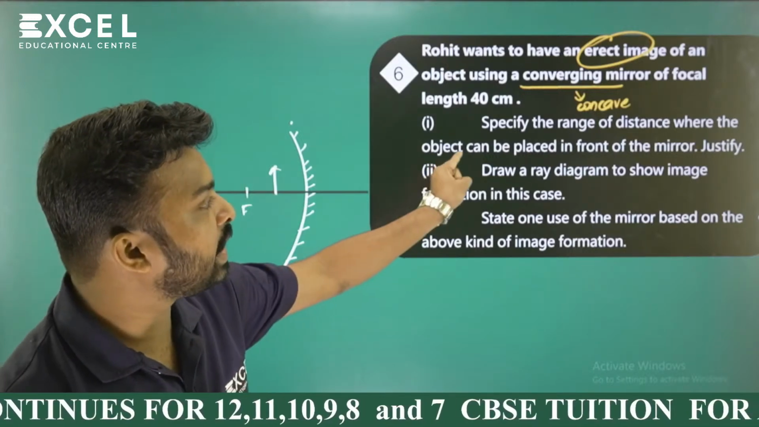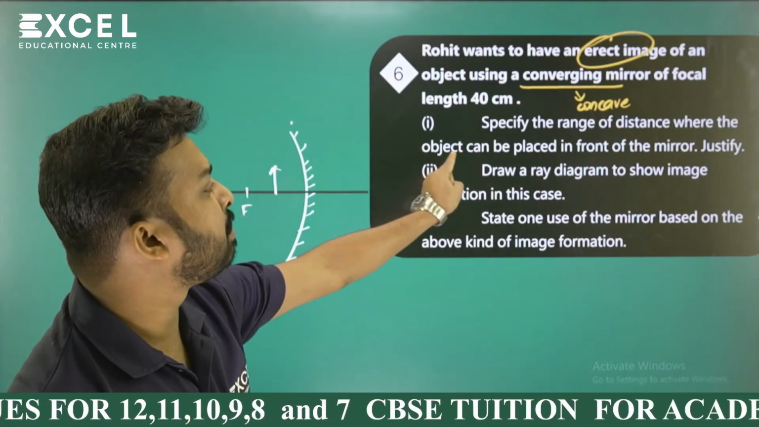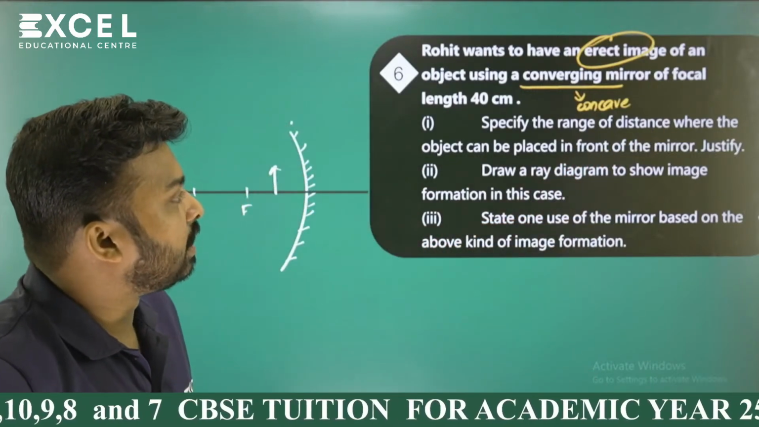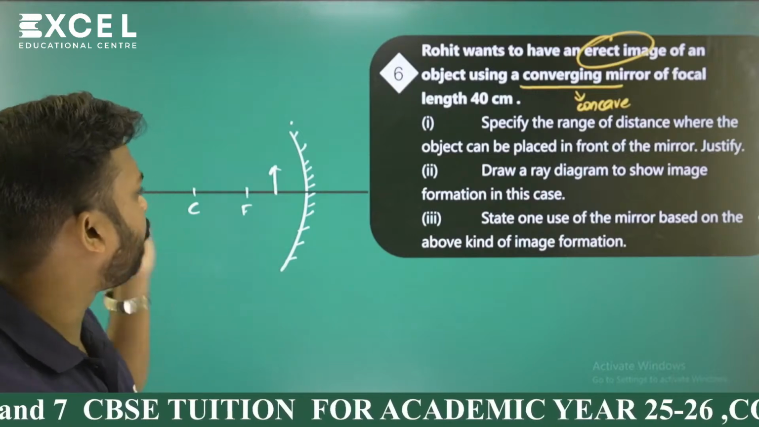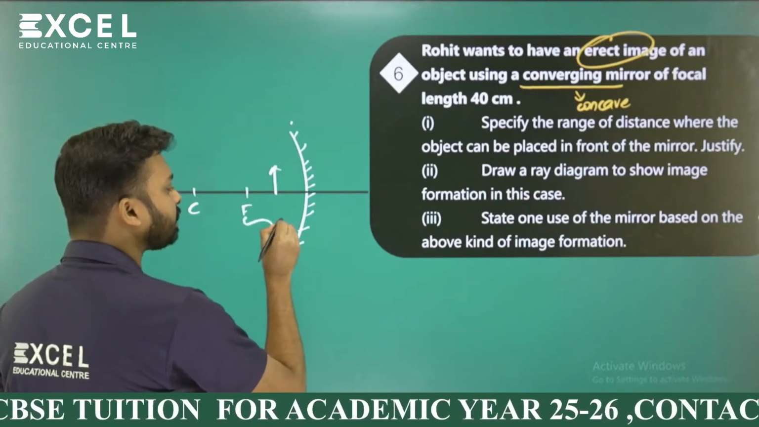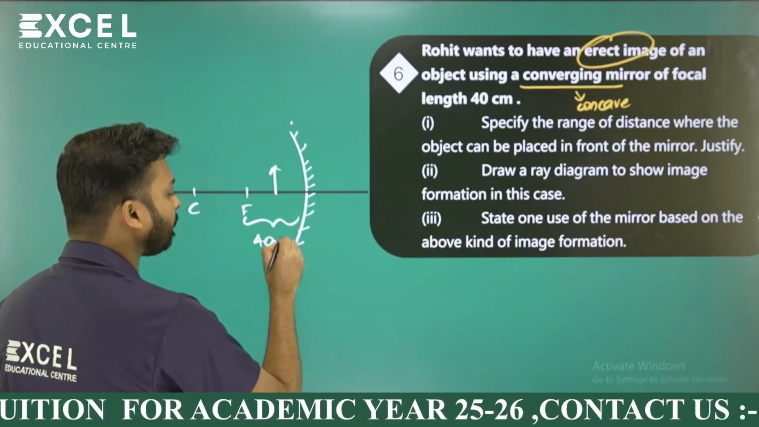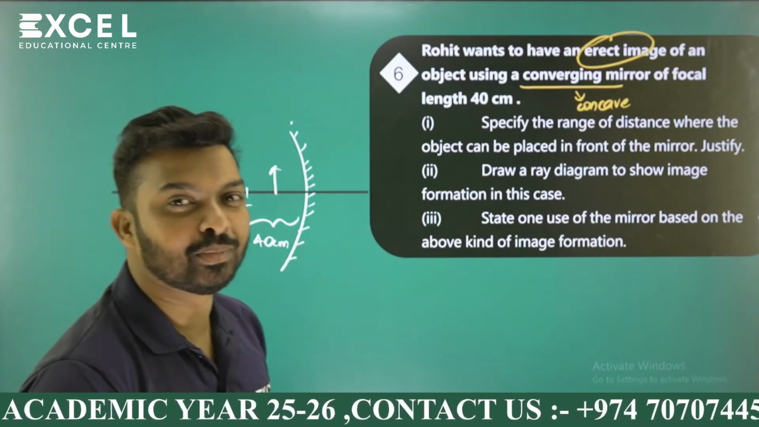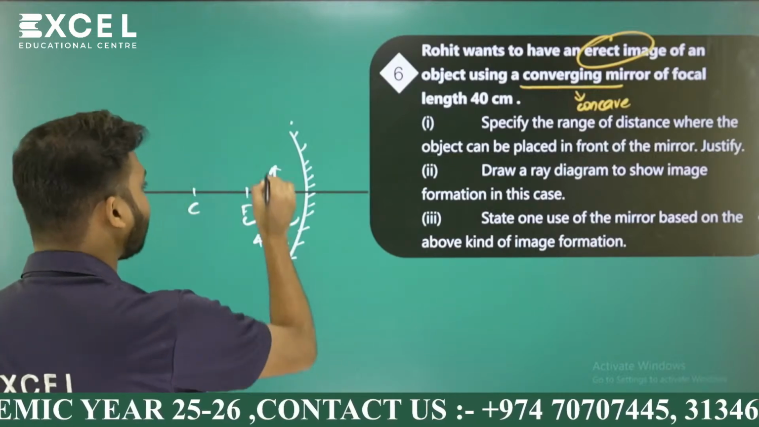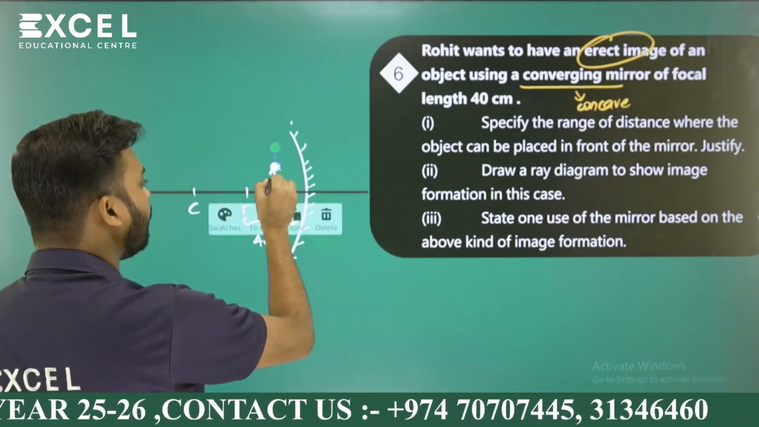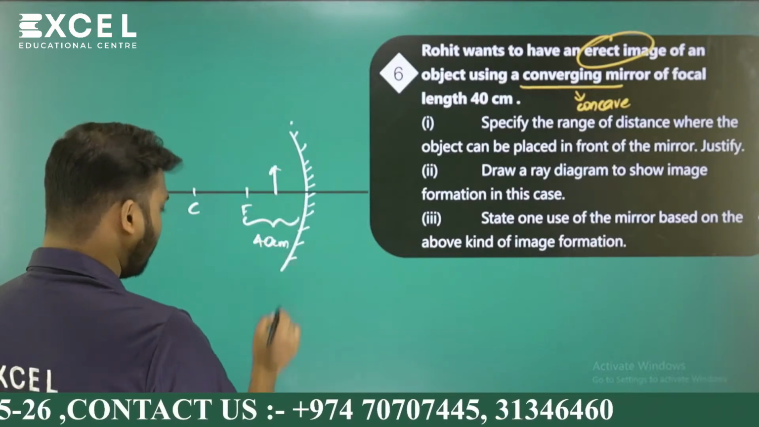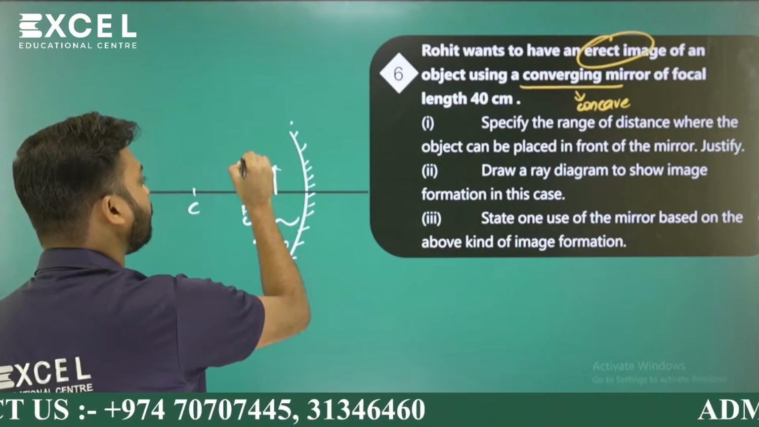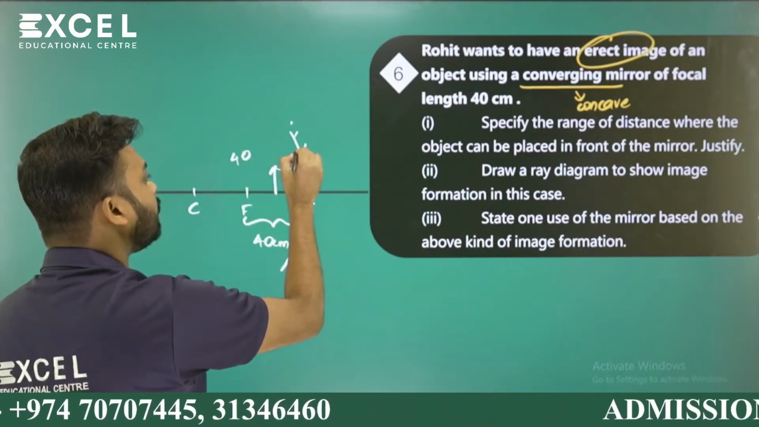So specify the range of the distance where the object can be placed in front of the mirror. I should tell where the object should be kept. What is the focal length here? The focal length is straight away given. It is 40 centimeter. So where should I keep the object? I can keep this object anywhere between 40 centimeter and 0. So it is from 40 to 0.